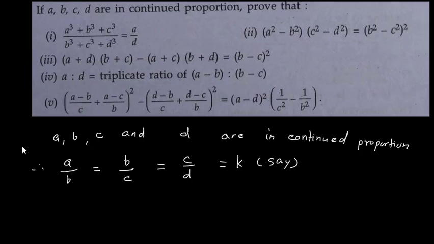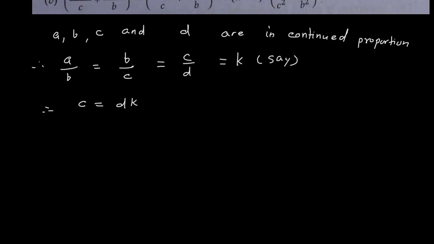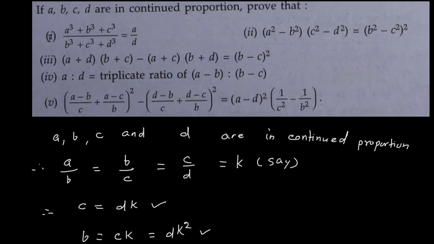Okay, so from this we start, we can say that c is equal to dk and b is equal to ck. Now as c is dk, it will become d into k square, and a is bk, b is already dk square, so this will become d into k cube. Okay, so you have to take a as dk cube, b as dk square, and c as dk. Now use these values and try to solve these questions.